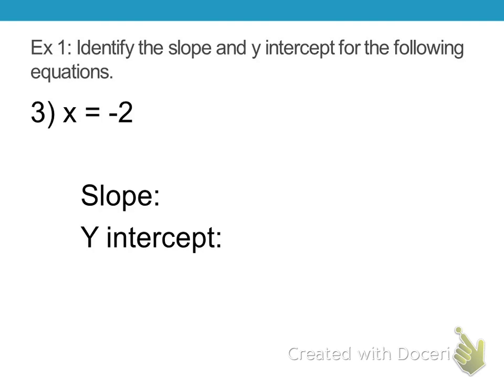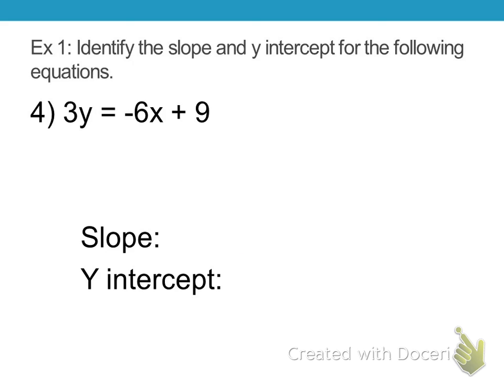All right, here's number 3. So it's an x equals line. So that makes it a little different. A lot different. What's the slope of an x equals line? Undefined. It is undefined. Good. And what's the y-intercept? There is none. This crosses the x-axis at negative 2. It does not cross the y-axis. What are your questions?